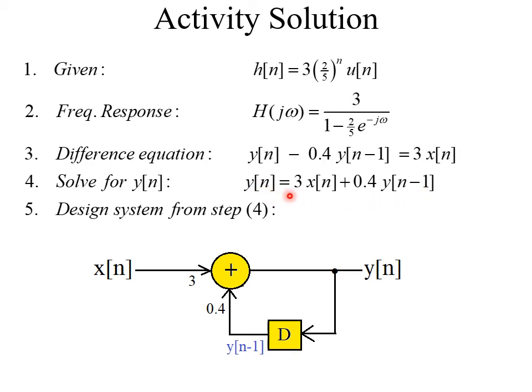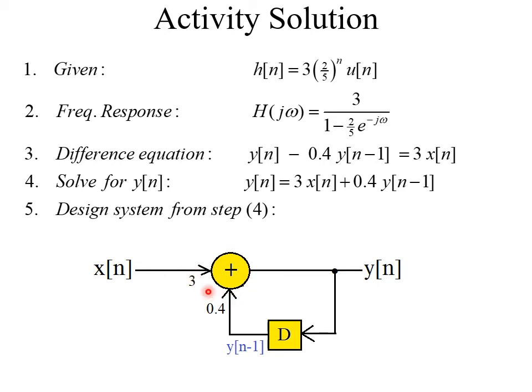Notice the output y is the sum of two terms. So the first term, the easy one, is 3x. So here's x coming in, multiply it by 3, and put it into this adder. The second term is 0.4 times y of n minus 1. So I'm going to take y of n, bring it through a delay to get y of n minus 1, multiply it by 0.4, and put it into the adder.